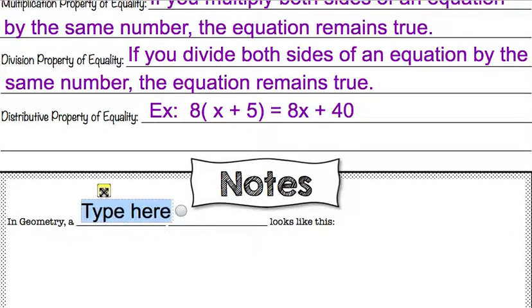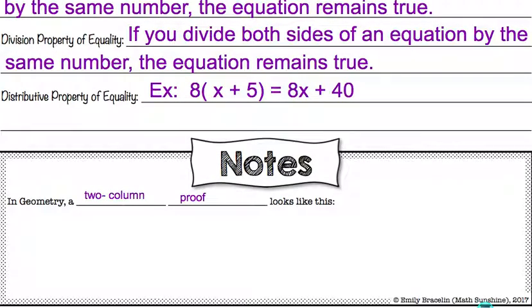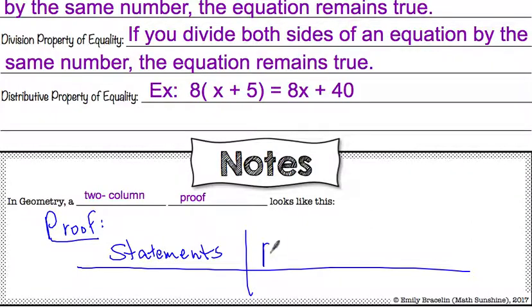All right, let's fill in these blanks down here. This says, in geometry A, you're going to fill this in with a 2-column proof. A 2-column proof looks like this. And let me show you how that's going to be set up. So we're going to be doing some 2-column proofs. Typically you see the word proof, and then underneath that, on one side you have statements, and on the other side you have the word reasons. So let's look at an example of a 2-column proof.